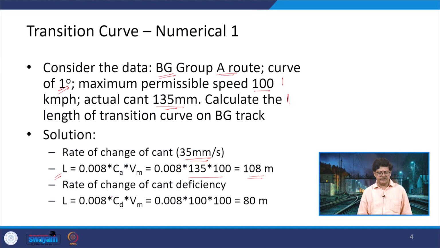Now, another criterion is the rate of change of the cant deficiency. Here again the formula is the same, only Ca is replaced by Cd, and cant deficiency in the case of a group A route we are taking as 100 mm. So, it is 100 mm multiplied by the speed, and what we get is 80 meters. So, if you have to satisfy the change in cant deficiency, then in that case the lower length is sufficient.